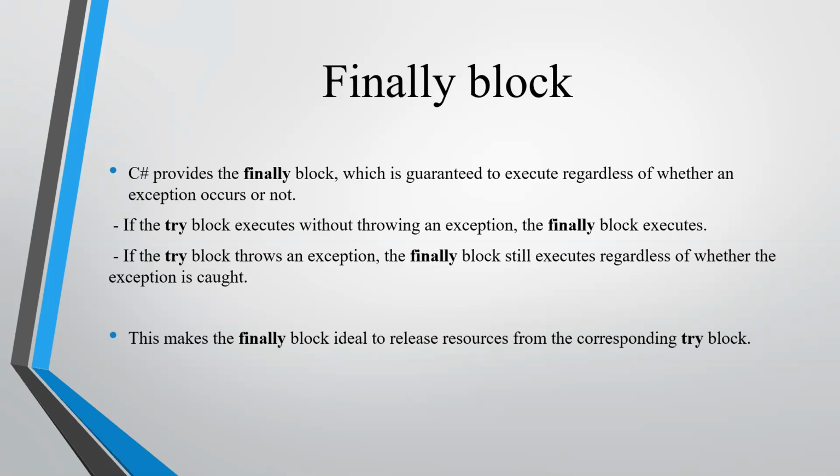Finally comes the finally block. So basically C# provides the finally block, which executes always, regardless of whether an exception occurs or not. So if there's a situation where an exception is thrown by the try block, the finally block executes after the catch block. But if a try block has not thrown any exception, the catch block will not execute, but the finally block will still execute.